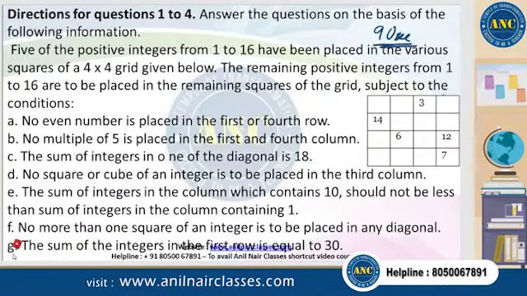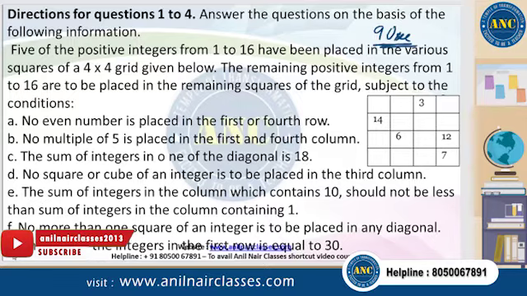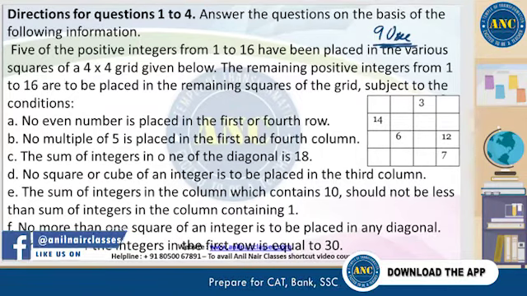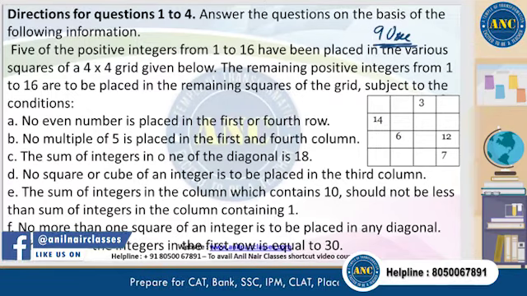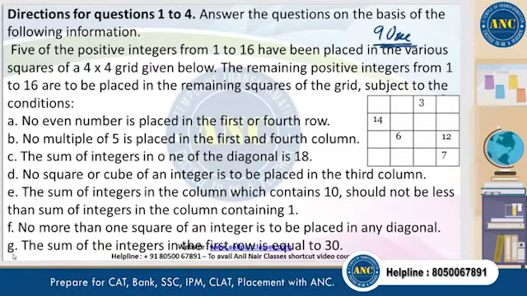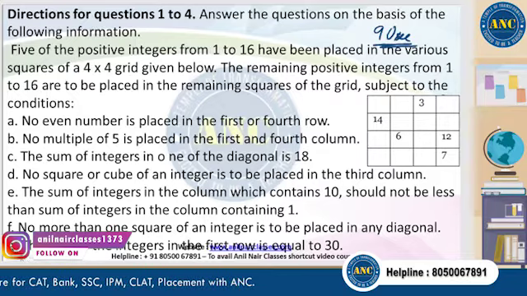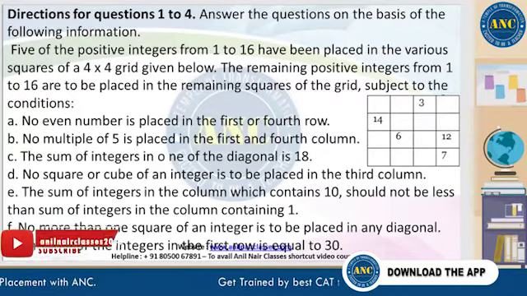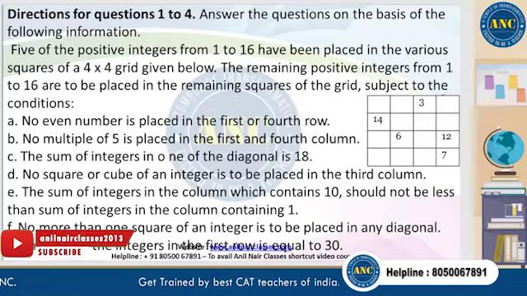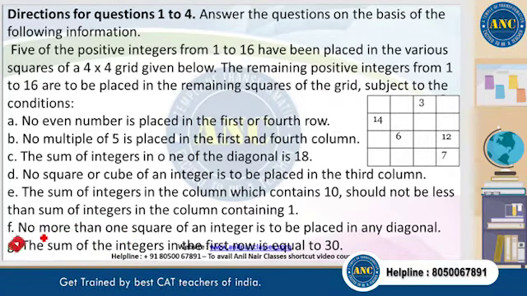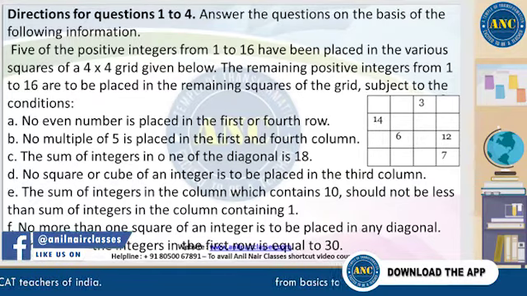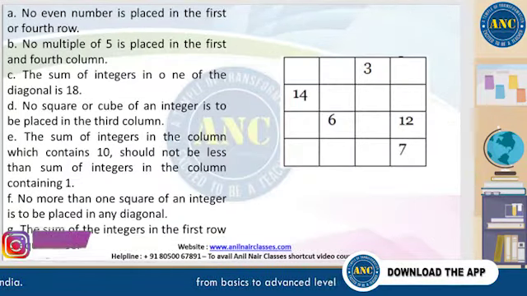The question says five of the positive integers from 1 to 16 have been placed. So we have 3, 14, 6, 12 and 7. That's nice. And 5 of them have been placed. In a 4 by 4 grid, the remaining positive integers from 1 to 16 are to be placed in the remaining squares of the grid subject to the condition. Right? So conditions, we can look at the next page. It's pretty much here.